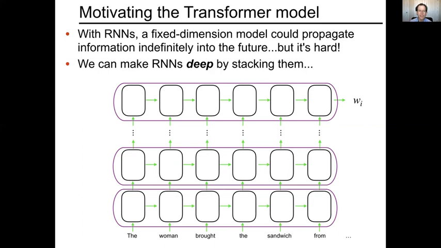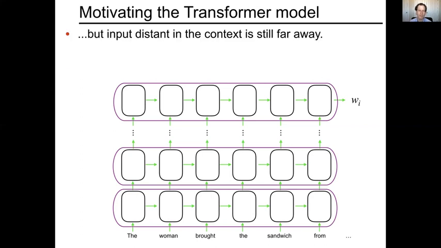But it turns out that depth is often very useful for these deep learning models. In the case of computer vision, if you're familiar with this, depth was absolutely crucial to the success of current generation models. Depth buys you a lot in terms of successively transforming the input into greater levels of abstraction. Now, this depth is valuable in the RNN context. However, it doesn't solve the problem of input that's distant in the context being far away.